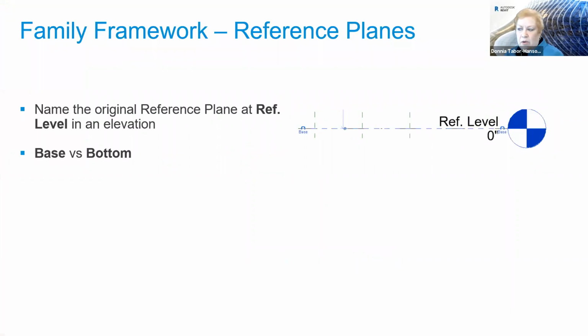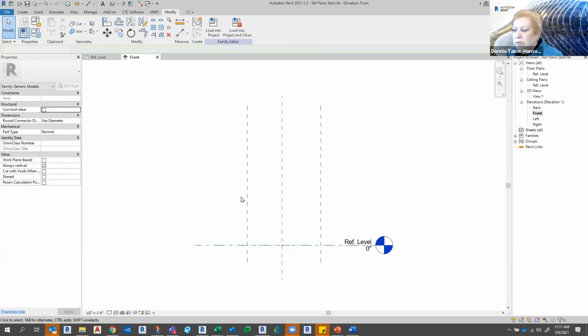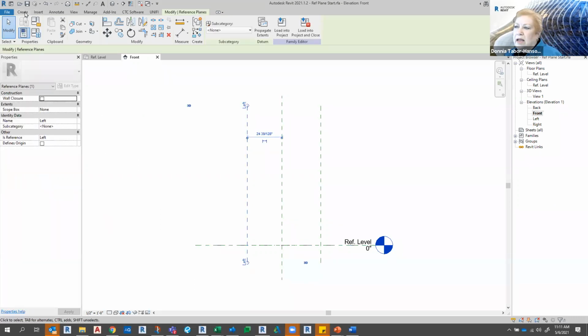Now, the other thing you want to do is pay attention to those level lines. You want to pull them in, and you want to do this in both front and back. And by the way, the annotation can be turned off. The reason you want to pull these in is because they help determine how far out your reference planes go.